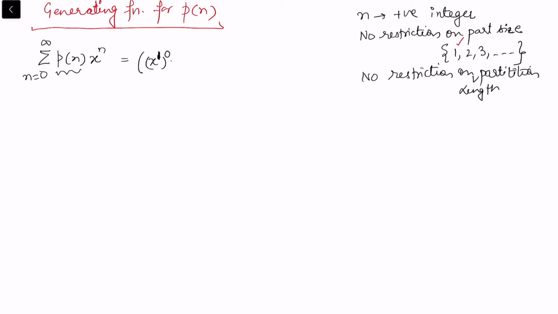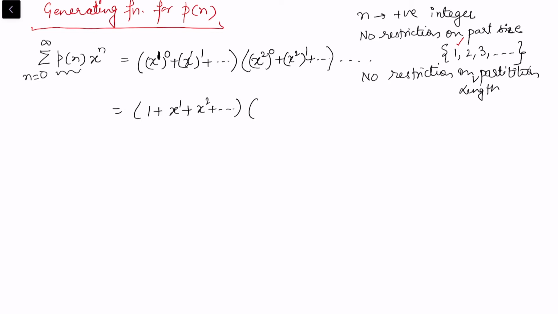x to the power 1 can come 0 times, x to the power 1 can come 1 time, and repetition. Then the second part, x square, can come 0 times, x square can come 1 time, and so on. And we continue this process. So we see that this is the same as 1 plus x to the power 1 plus x square and so on.